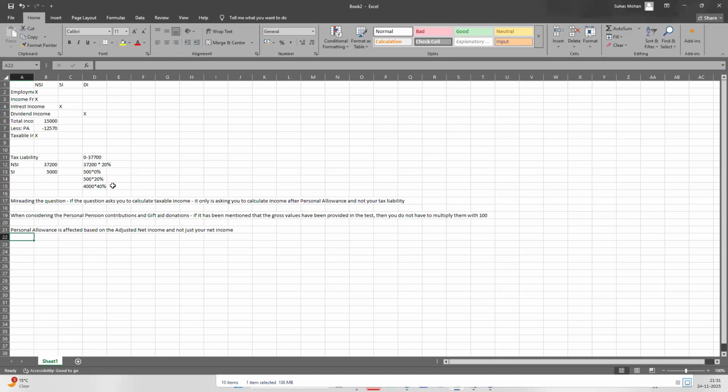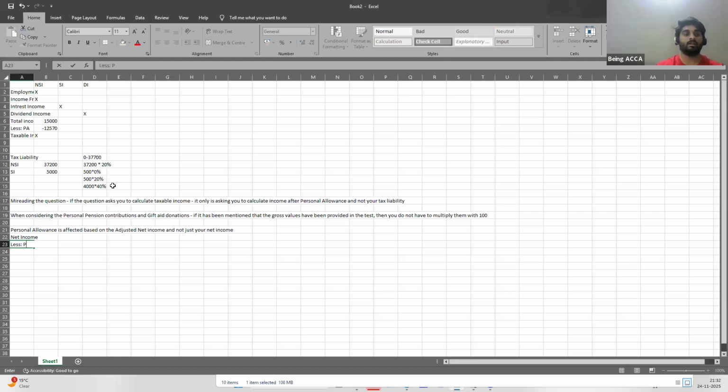Net income is after you deduct qualifying interest. Okay, no, net income is where you calculate the total income that you get. But what is the difference between net income and the adjusted net income? Adjusted net income is after you deduct the gross pension contributions and gross gifted donations, and it tells you if your personal allowance will be deducted or will it be the same. Absolutely right.